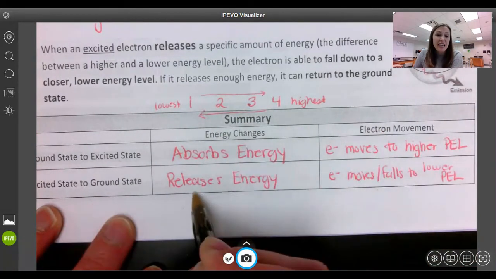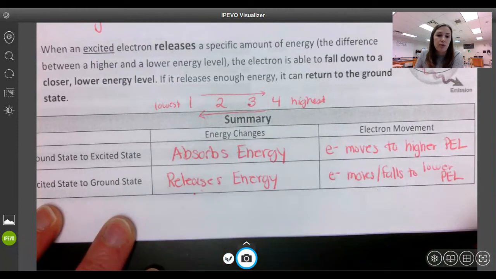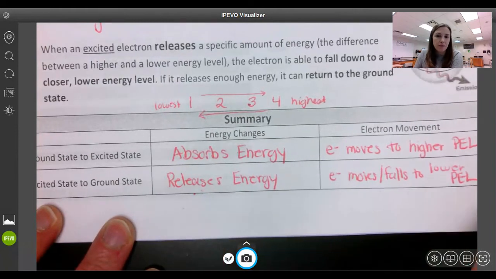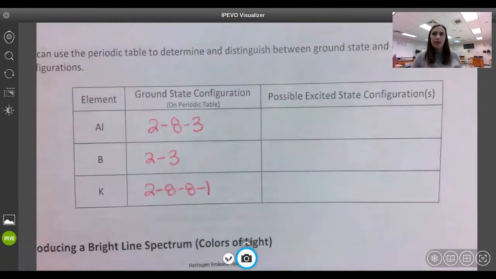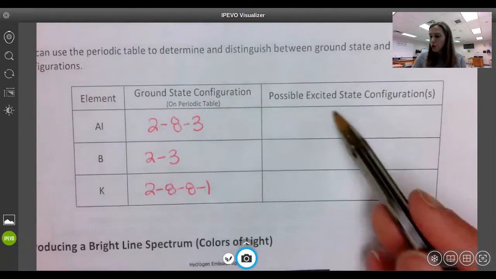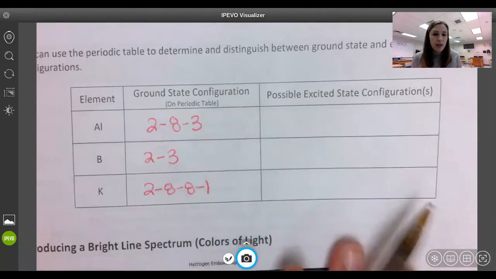So it's got to release that extra energy that it had when it was in the excited state. Okay. All right, one other little piece of this, let's review quickly. How do we tell if it's an excited state or a ground state? How would you write a possible excited state? You'll see questions on that.